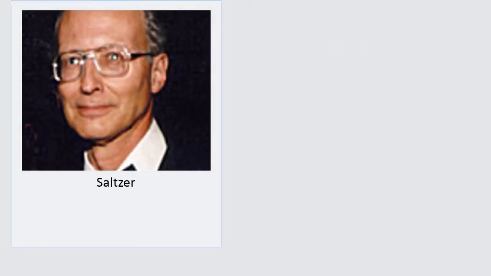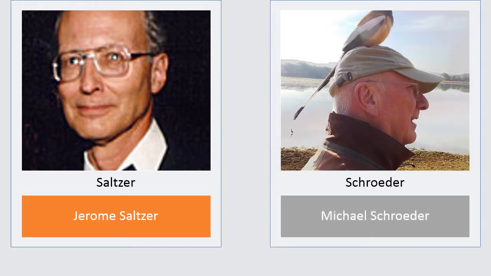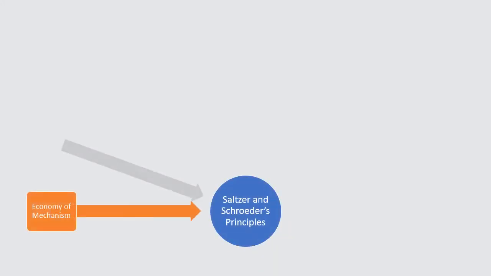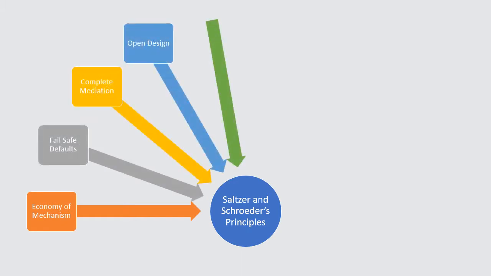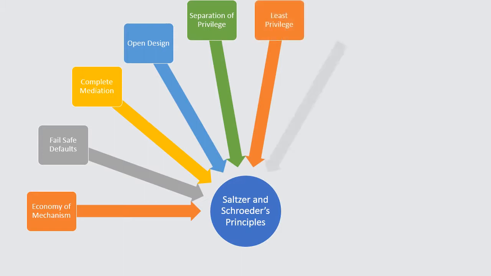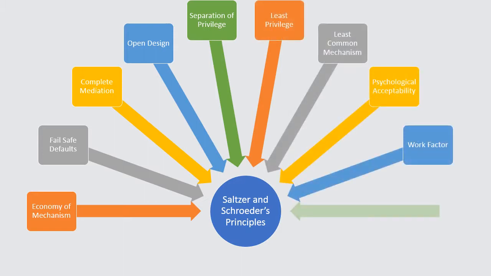Salzer and Schroeder's design principles are design principles by Jerome Salzer and Michael Schroeder in their 1975 article The Protection of Information in Computer Systems. Salzer and Schroeder's principles are economy of mechanism, fail-safe defaults, complete mediation, open design, separation of privilege, least common mechanism, psychological acceptability, work factor, and compromise recording.